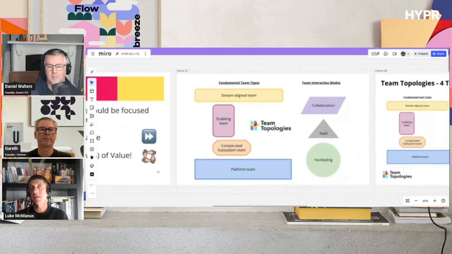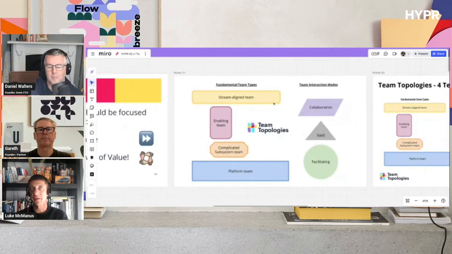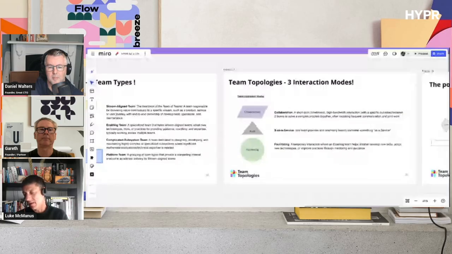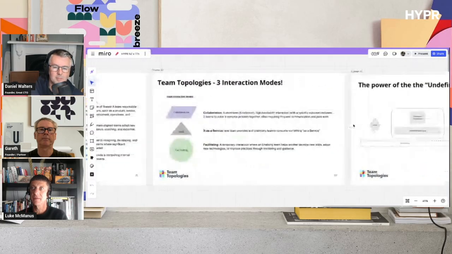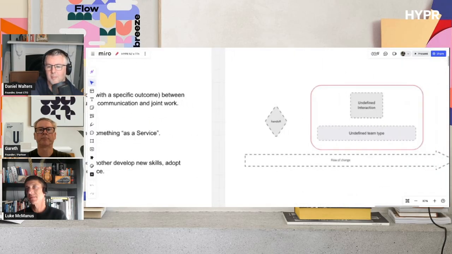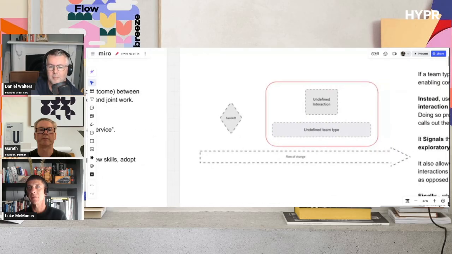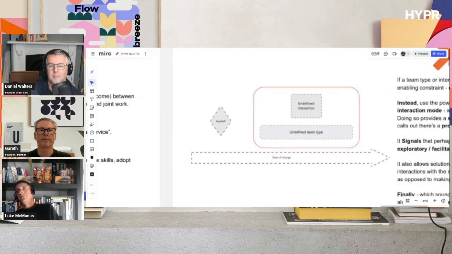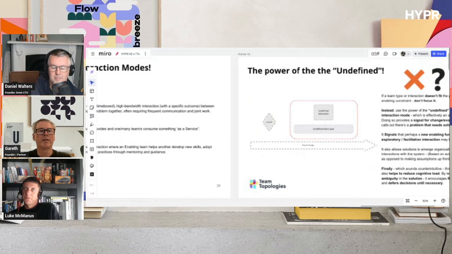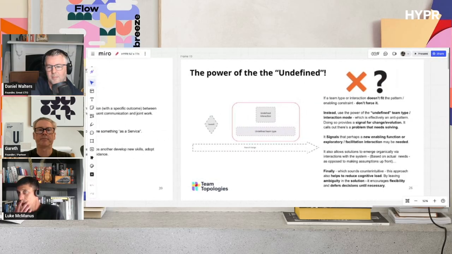I think most people know all of these shapes and interaction modes. I don't think many people know what I consider one of the most important shapes in the toolkit, and that is the undefined team type. Yeah, really, really powerful, this idea, isn't it? So, do you want to talk to it, Gareth, and then I'll do my spiel?